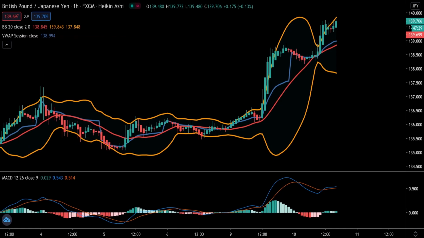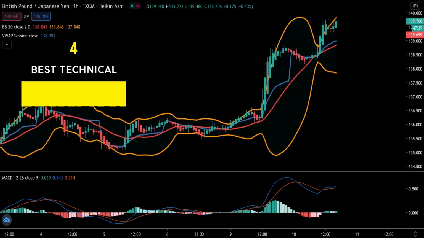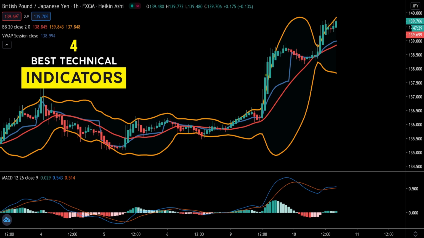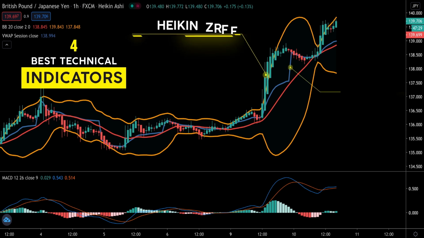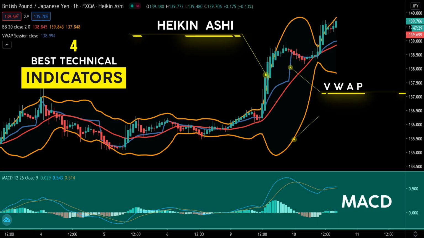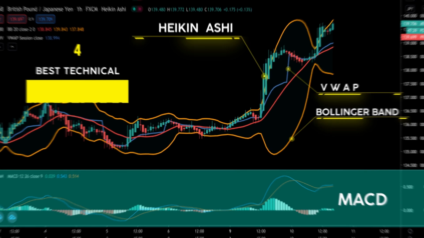And that's the 4 best technical indicators that I recommend for day trading. Just to recap, we have the Heiken Ashi, the VWAP, the MACD, and lastly, the almighty Bollinger Band.